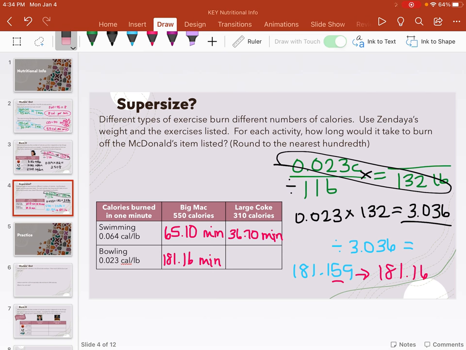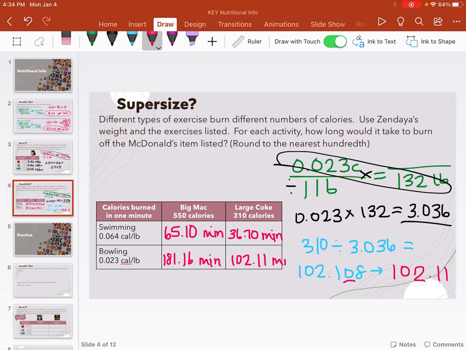Okay, do the same thing real quick for my large Coke. It was 310 divided by 3.036. When I divide that on my calculator, I get 102.108, which will round up again. So 102.11 minutes to burn off that large Coke. And that's it for our practice here together, guys.